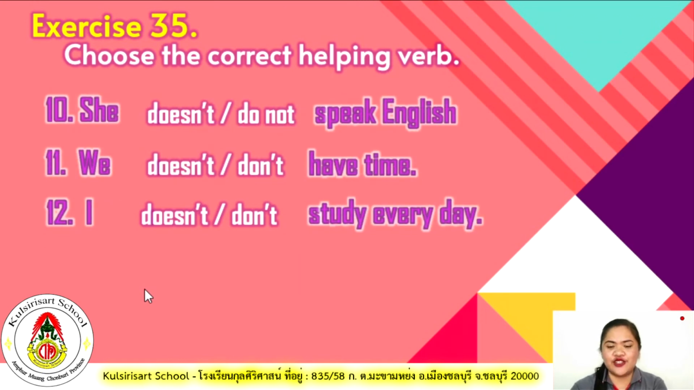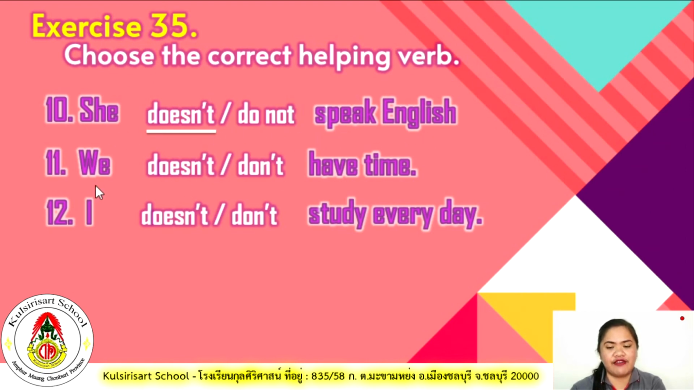Let's proceed to 10, 11, and 12. Okay? She do not speak English. Which do you think is the answer? Okay, do not be tricked. This one is using contracted form. This one is using uncontracted form. So we have here, of course, because it is singular, she, we're going to use doesn't. She doesn't speak English.